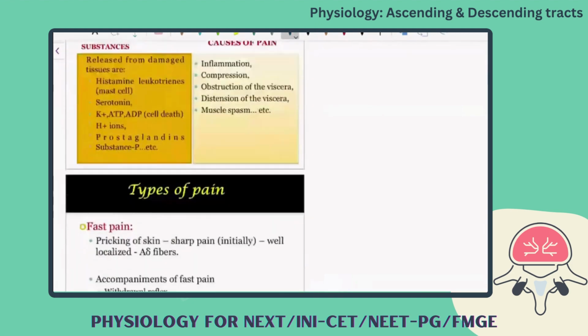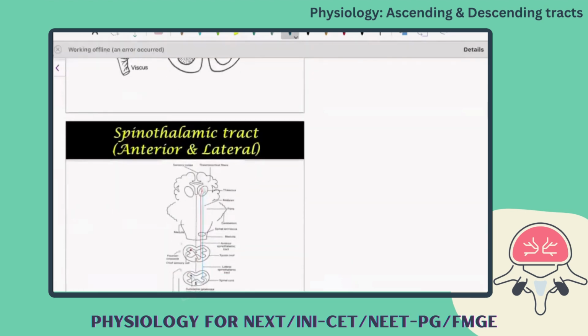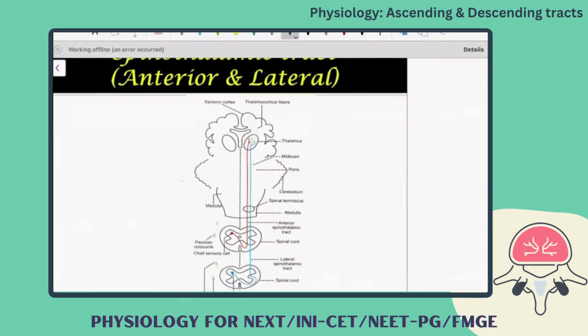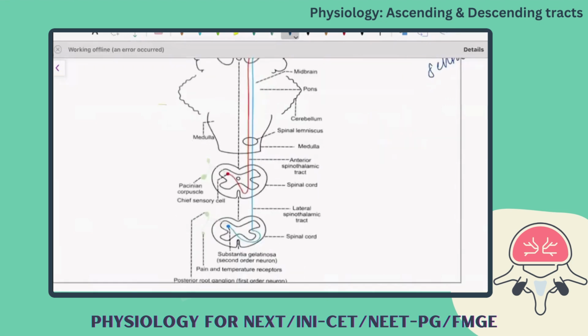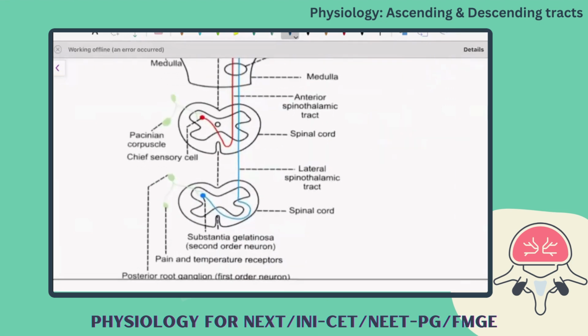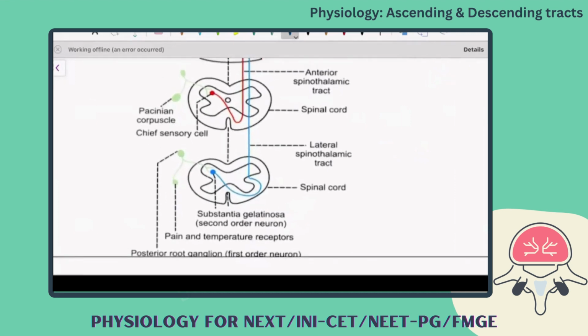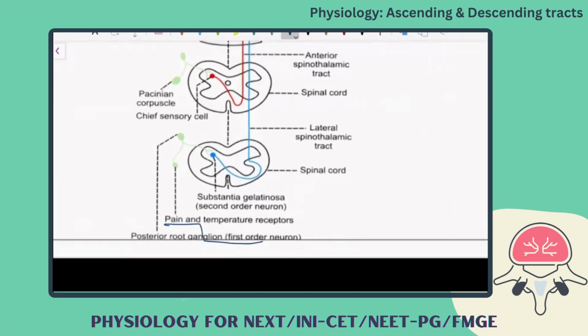And now we will move on to the spinothalamic tract, the second sensory tract. Spinothalamic tract, this is mainly for pain and temperature sensations. Okay, so this is also an ascending tract. So it starts from the bottom part, and the first order neuron is emerging over here, which is concerned with the pain and the temperature sensation. Remember the name of the pathway, the sensation it is carrying, and the nerve fiber.